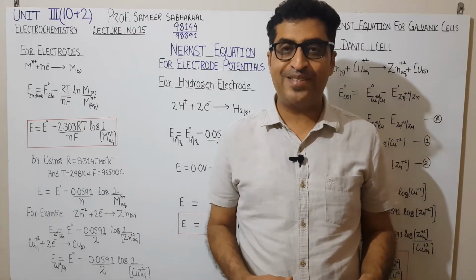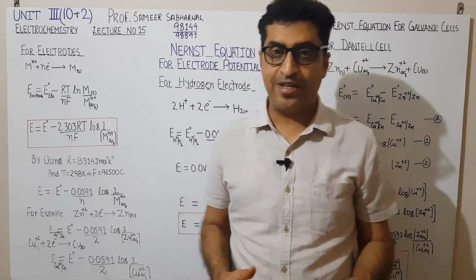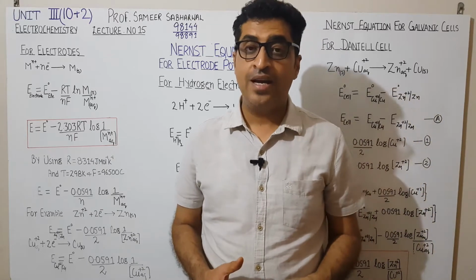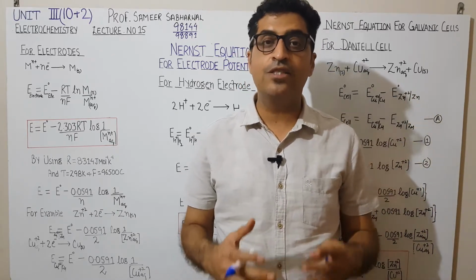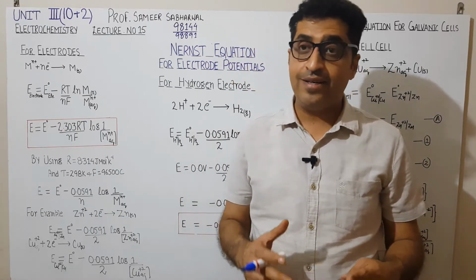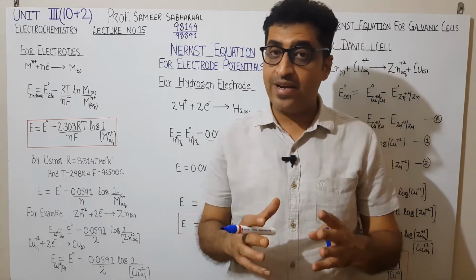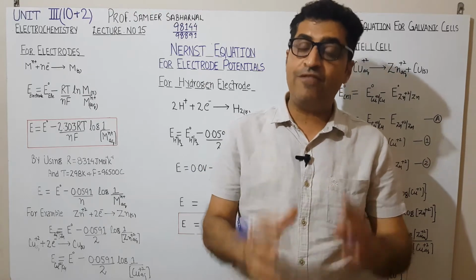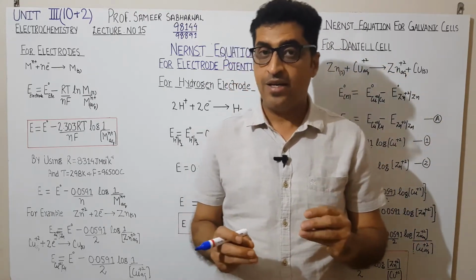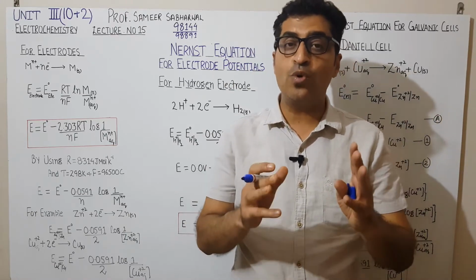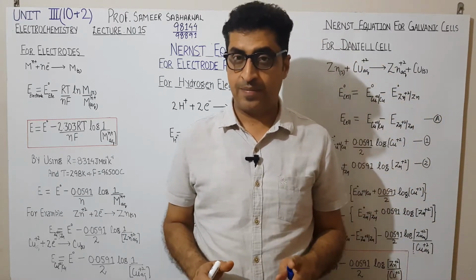Now students, this is my 15th lecture of electrochemistry, class 12. In this lecture, I'm going to discuss a very important equation, that is the Nernst equation. And we have already got information about electrode potential and the factors on which electrode potential depends.